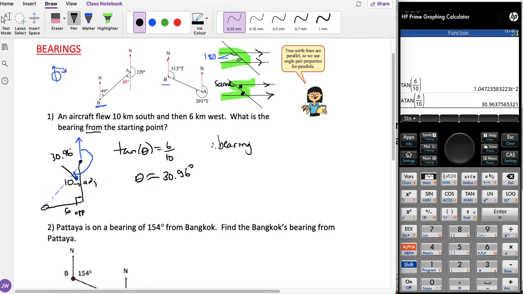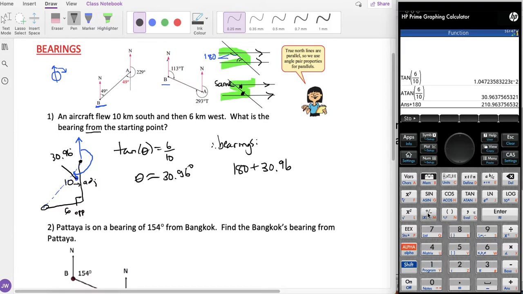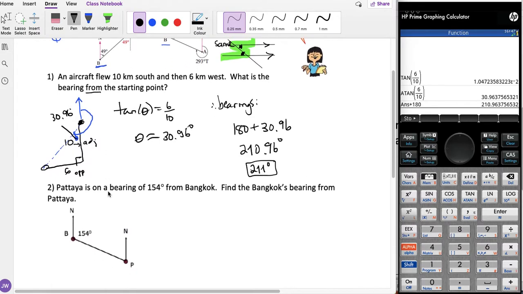Our bearing from the point is going to be 180 plus this answer. So I'm going to take this and add 180 to it, and so we have 210.96. This is a degree, so if you didn't want to split hairs, you could absolutely put 211, since a hundredth of a degree is ever so small. So again, aircraft bearing from a point: always go clockwise. All right, let's try the next one.